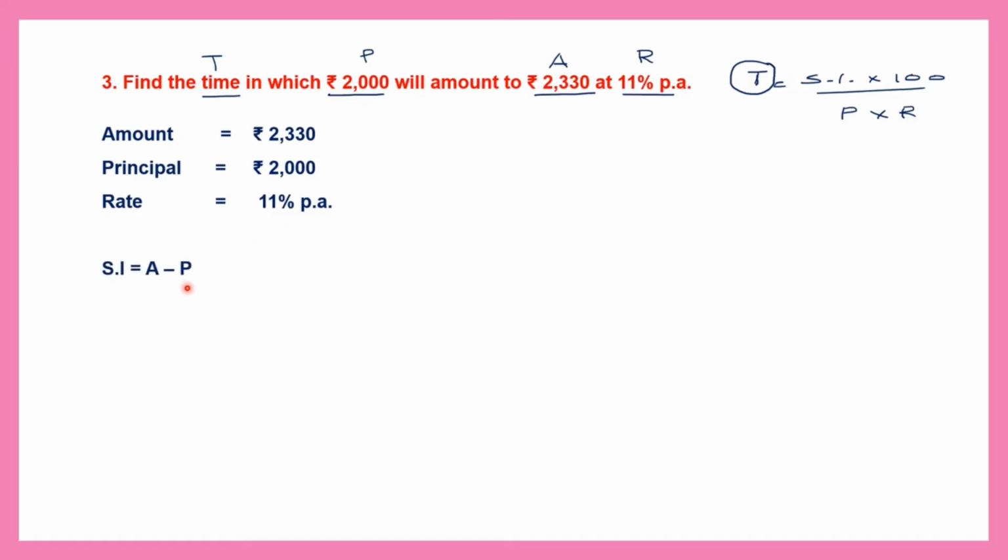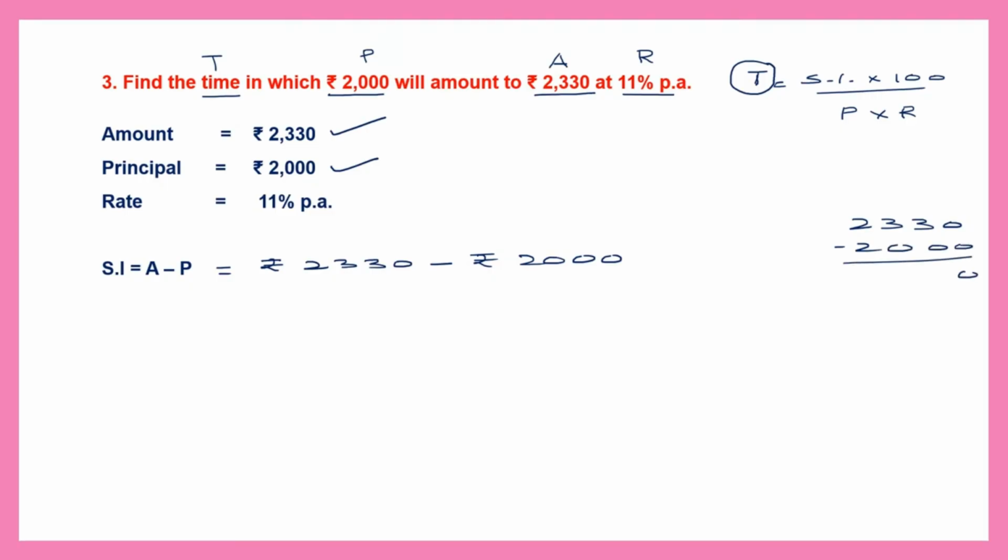Now this is a formula that you have to apply. Simple interest is amount minus the principal. So what is the amount? The amount is there in the question itself. The amount is this 2330. So let's write that, rupees 2330 minus principal, and principal is rupees 2000. So let's subtract these two, 2330 minus 2000. That is 330. So simple interest we have found now to be rupees 330.